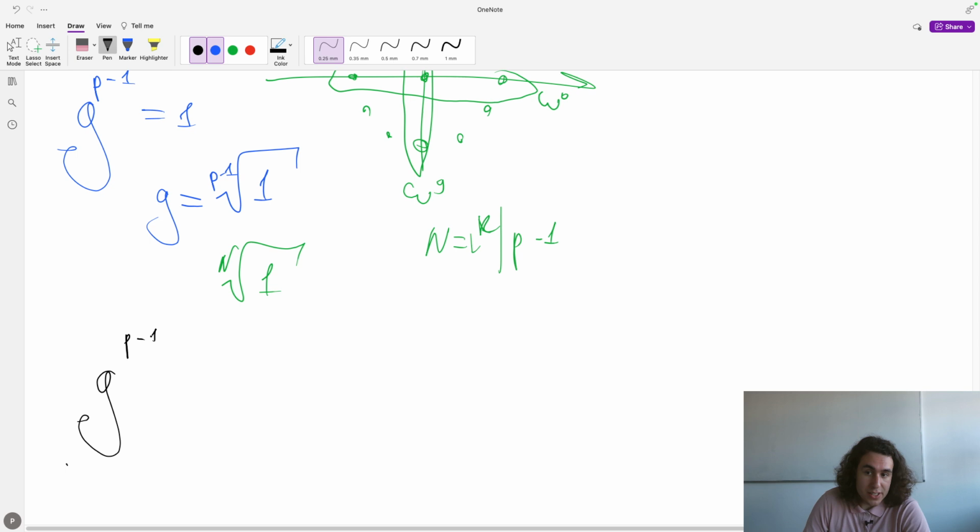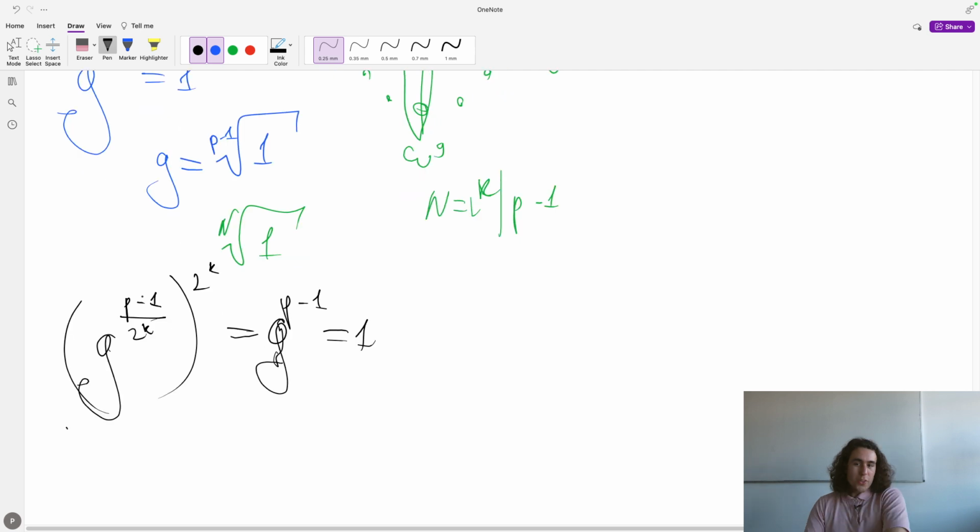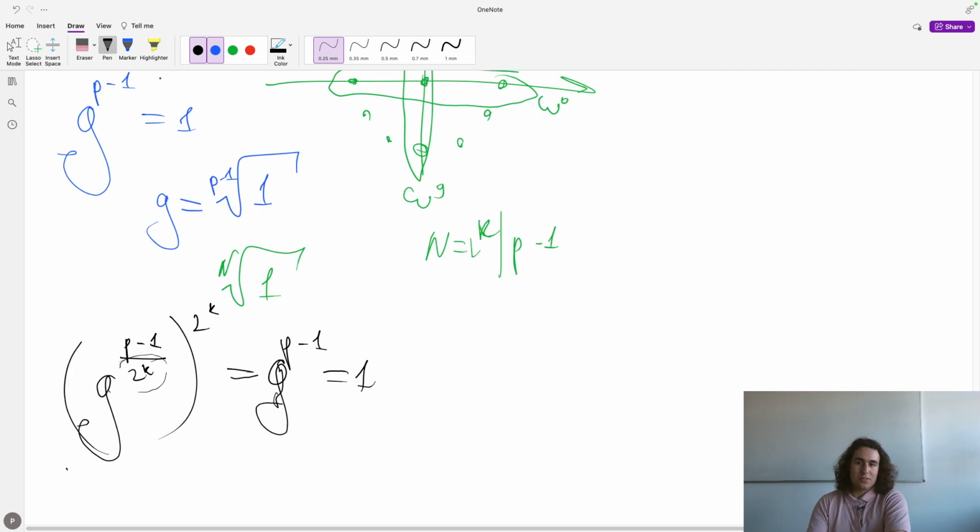And then if we take it to the power 2 to the k, we get g to the p minus 1, so we get 1, right? So g to the power of p minus 1 is 1, and then we take its 2 to the kth root. This is exactly what we wanted, right? We wanted to take the nth root of this number.